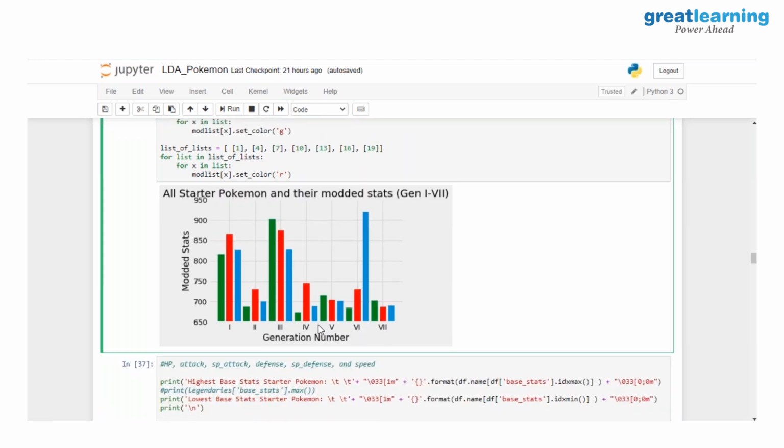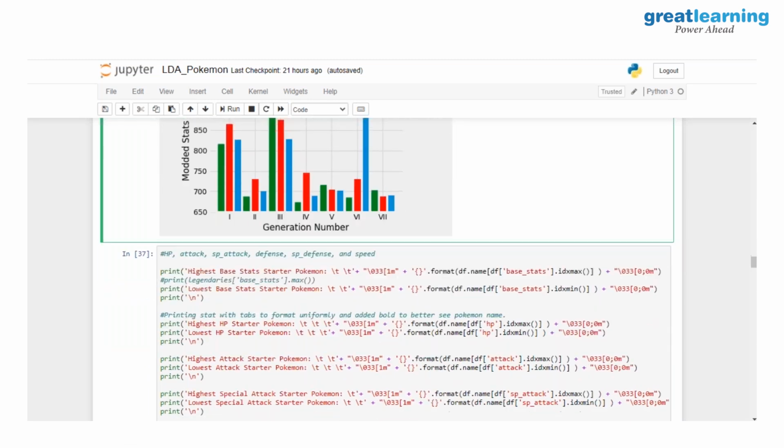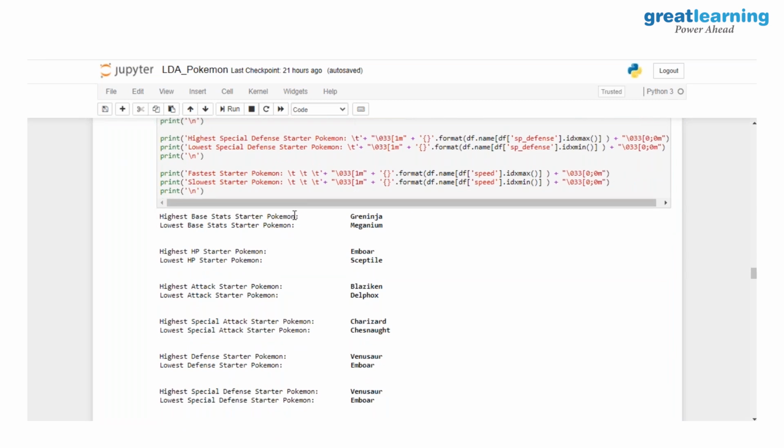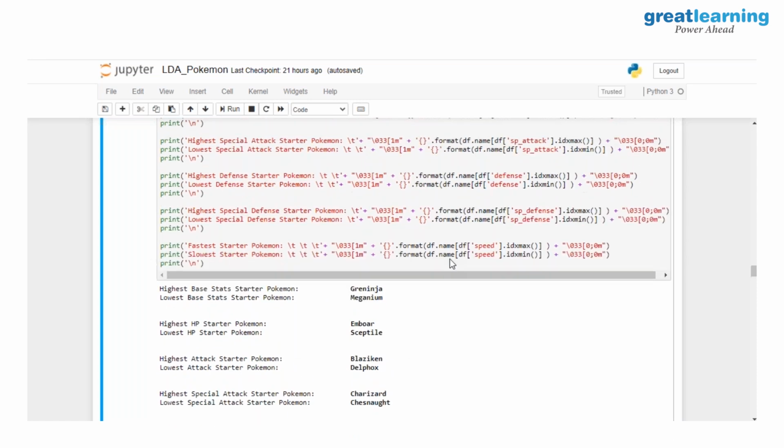I'm zooming out a little bit from here because the EDA part of it can be expanded to any extent. Here we were trying to find out strength. We printed this, so you can see that the highest base stat starter Pokemon was Greninja. The lowest was Meganium. The highest HP starter was this. The highest attacker starter was Blaziken. Special attack was very simple for us to find out, based on their special attack, special defense count, and the speeds that we calculated.